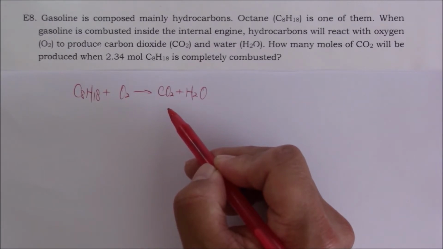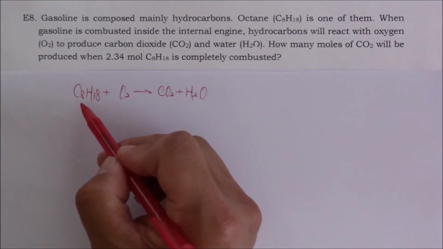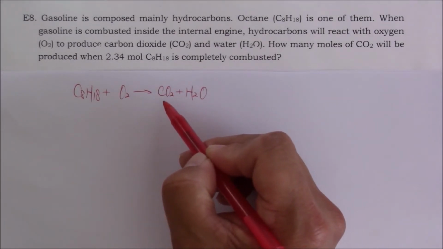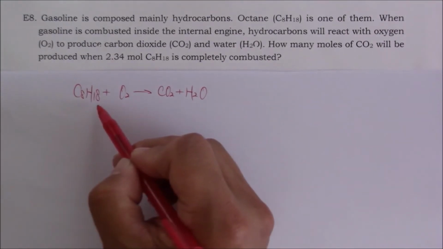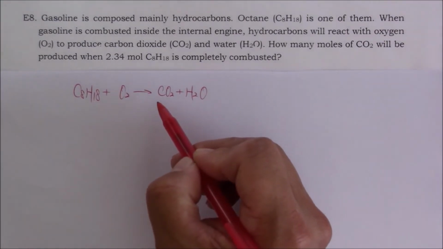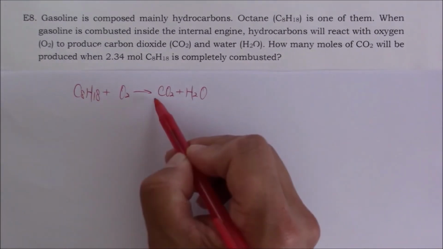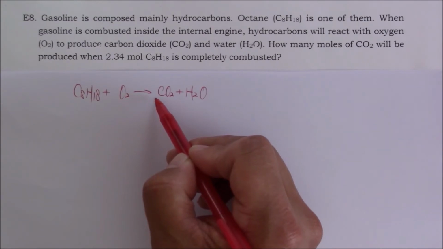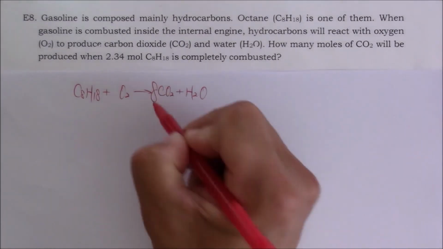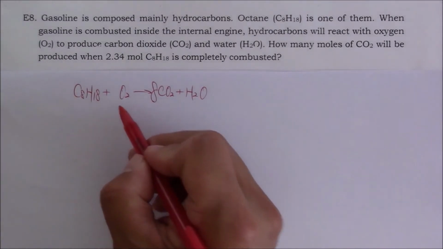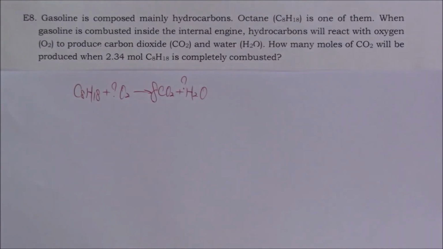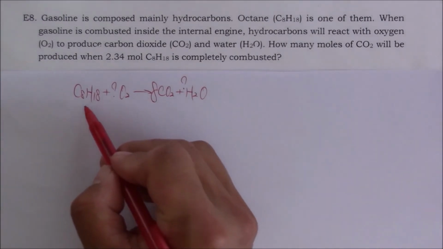number of each kind of atom. For example, on the left, we should have the same number of carbon atoms as on the right. As we know, on the left side, only octane contains carbon. On the right side, only carbon dioxide contains carbon. Therefore, the ratio between octane and carbon dioxide must be 1 to 8. That way, we have 8 moles of carbon on both sides. We do not need to balance for oxygen and water. If you want, you can take out octane and carbon dioxide.